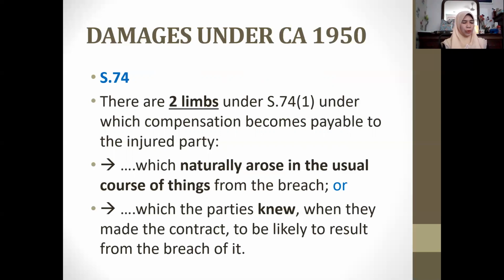For the first part of the discussion, we're going to focus on subsection 1 of section 74. It talks about compensation for loss or damage caused by breach of contract. The word used is compensation, so it denotes damages, basically. Let me read the full provision to you. When a contract has been broken, that's the word, broken, the party who suffers by the breach is entitled to receive from the party who has broken the contract compensation for any loss or damage caused to him thereby.